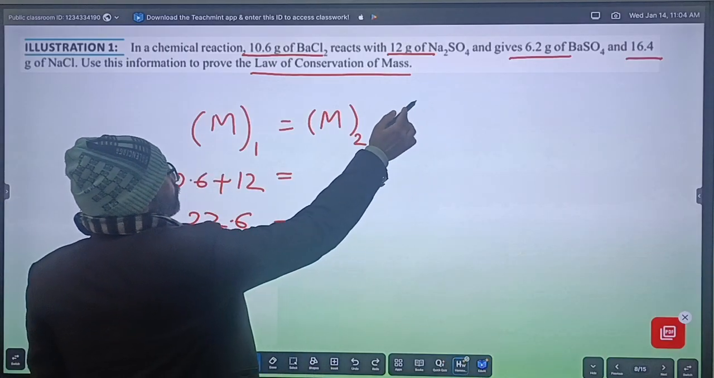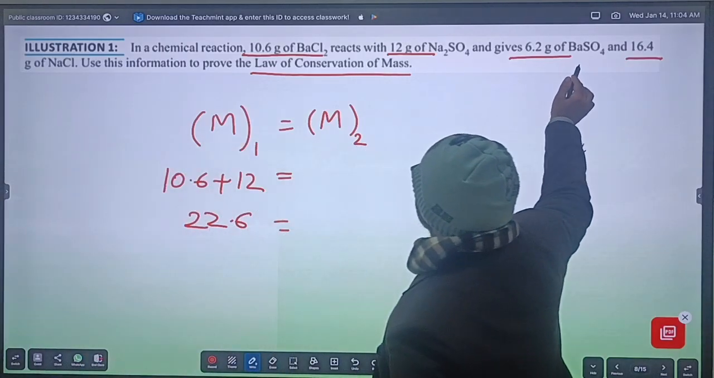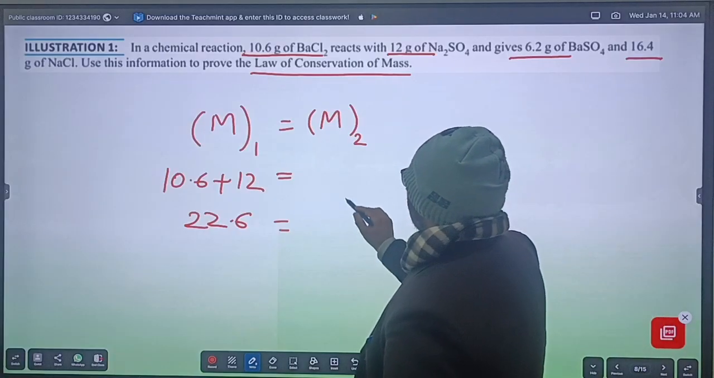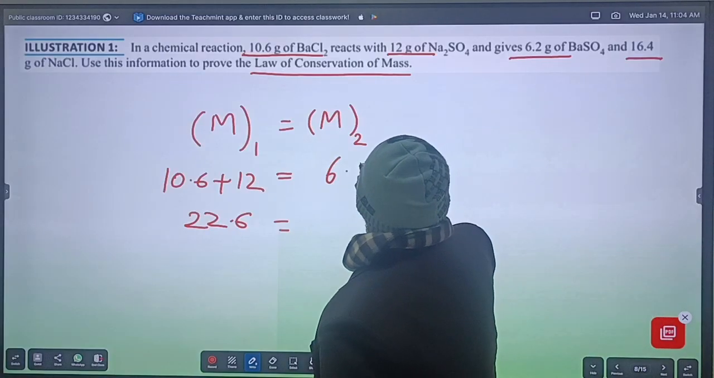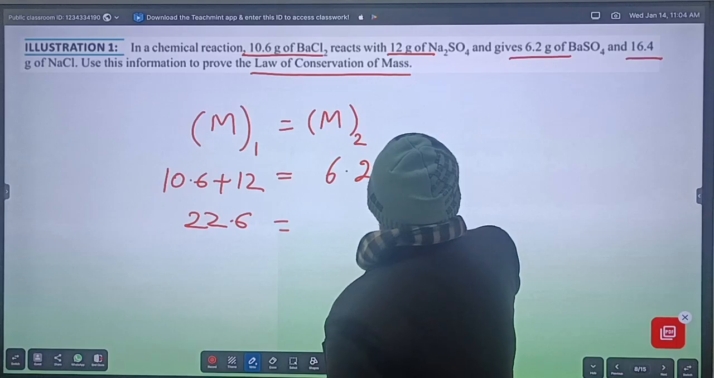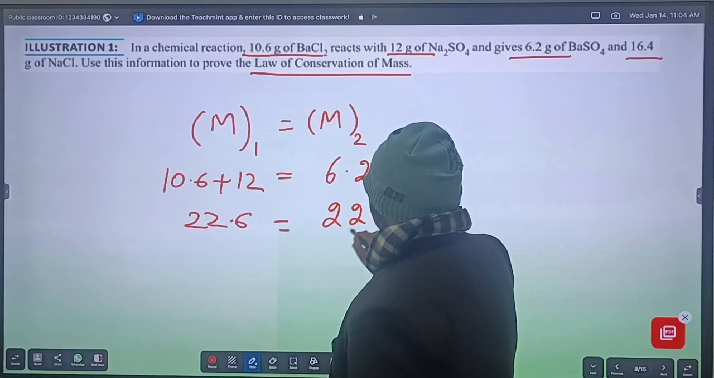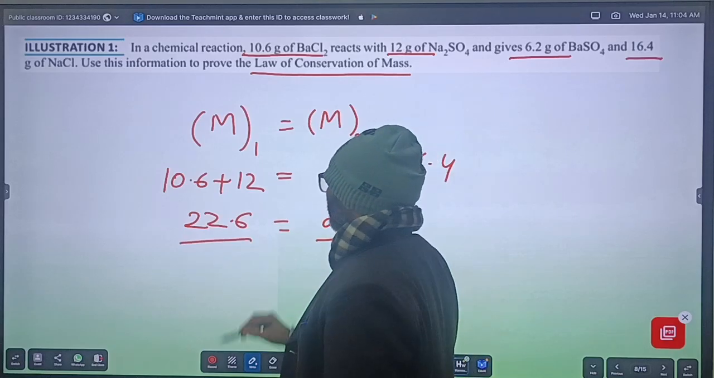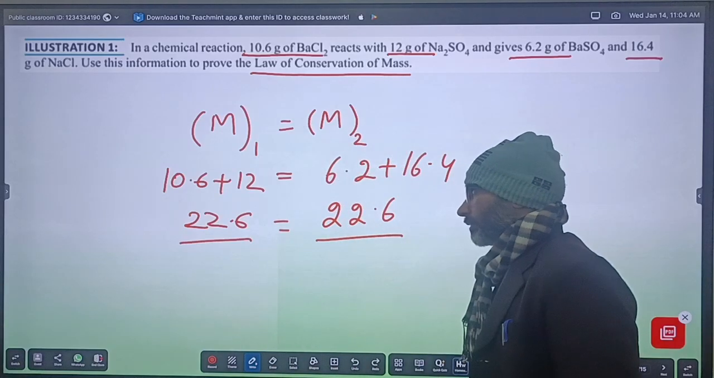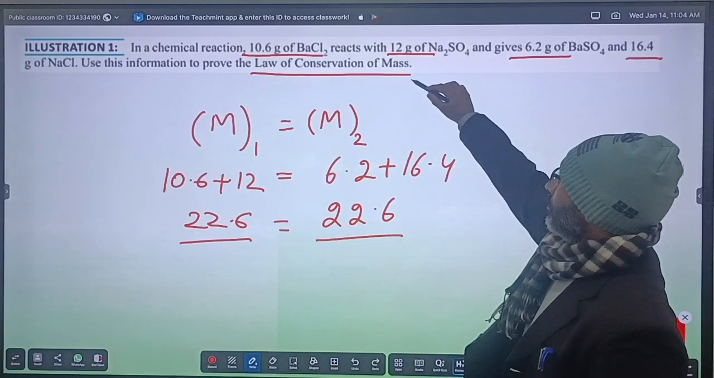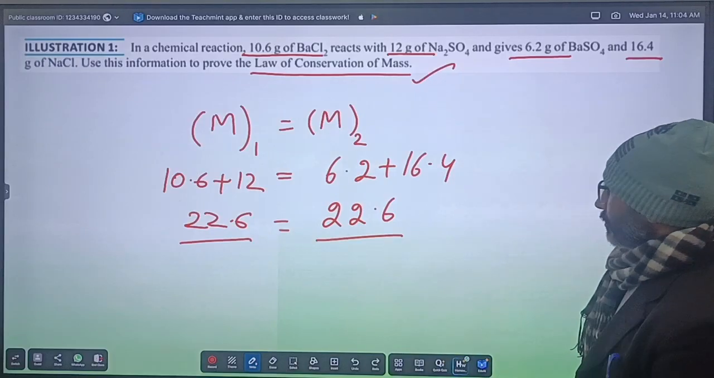And the mass of the substances after the change is 6.2 plus 16.4, and it comes out 22.6. This means the mass of the substances before the change and after the change is the same. So this follows the law of conservation of mass.